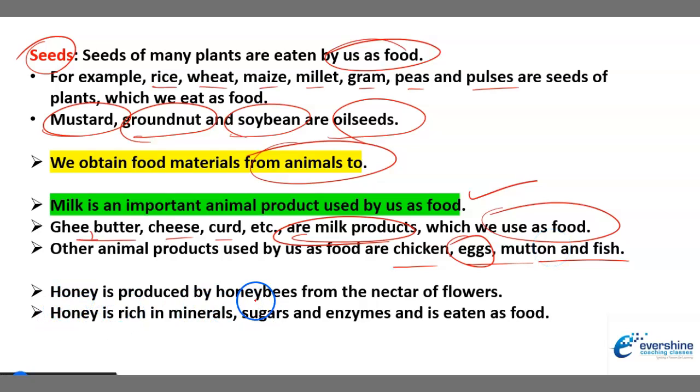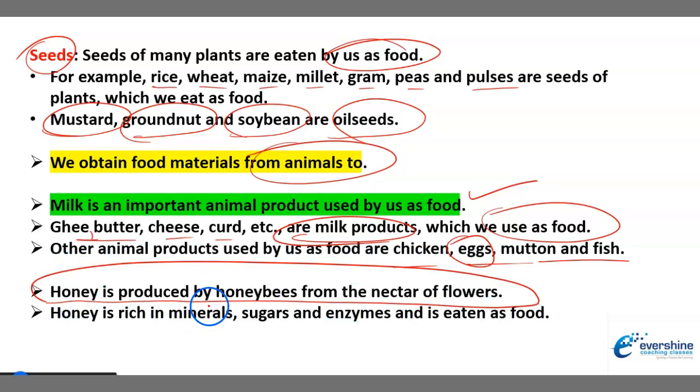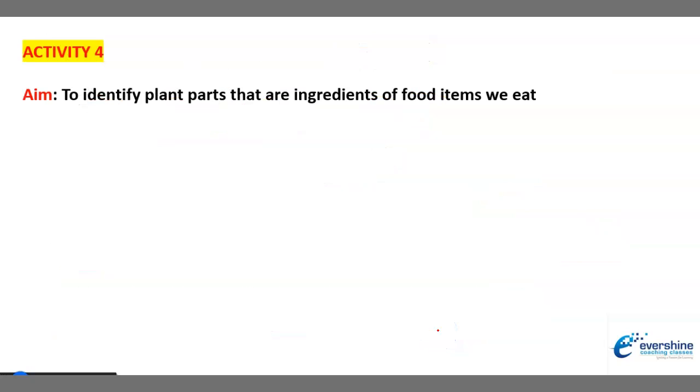Next, honey is produced by honeybees. Children, this is a very important question. You should not forget it. Honey is produced by whom? By honeybees. From where? From the nectar of flowers. What is the meaning of nectar? I'll show you the slide. Don't worry. Honey is rich in what? Minerals, sugars and enzymes. Okay. We can see here, children.